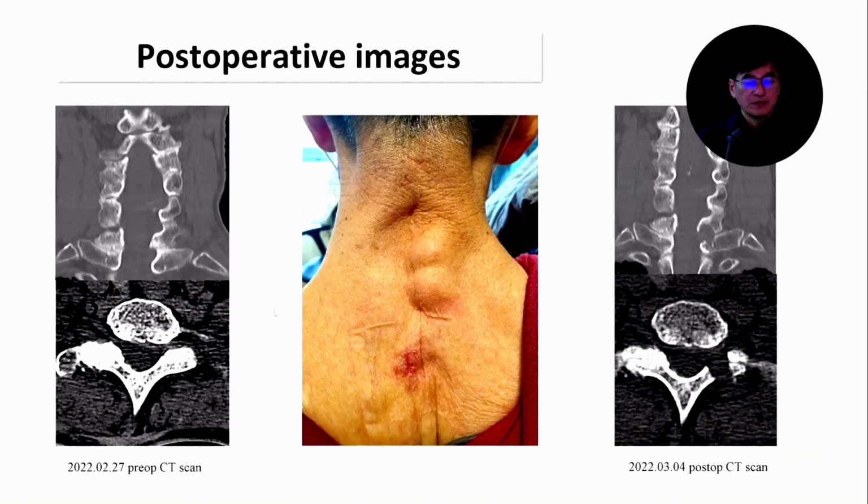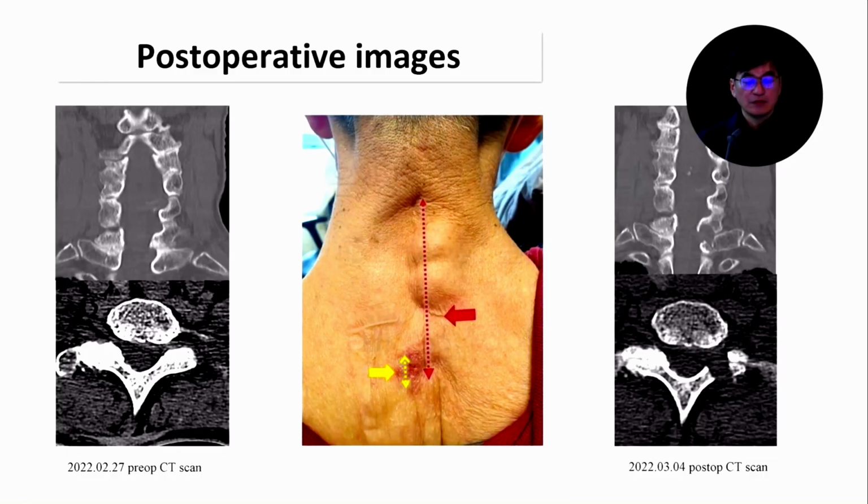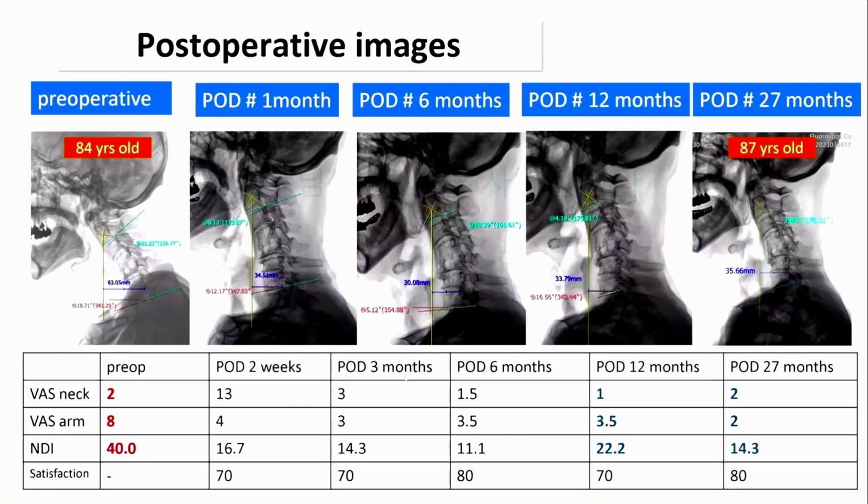And you can see the pre-op CT and post-op CT later. Can you recognize the operation wound of the endoscope? Yeah? The red one is the conventional operation scar. This is the endoscope scar here.